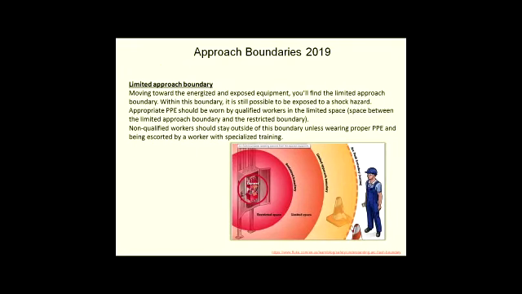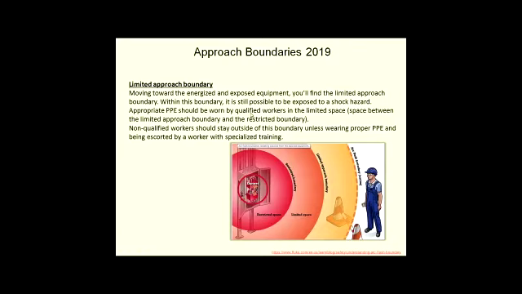All right, now we get to the limited approach boundary, which is kind of like an amber area. So that's this here. Here's the limited space, and here's the limited boundary. Here's the arc flash boundary, and here's the space. And then there's the limited approach boundary, and here's the space, and so on. Moving towards the energized exposed equipment, you will find the limited approach boundary. So if you're going towards the equipment, the next thing you're going to encounter is the limited approach boundary.